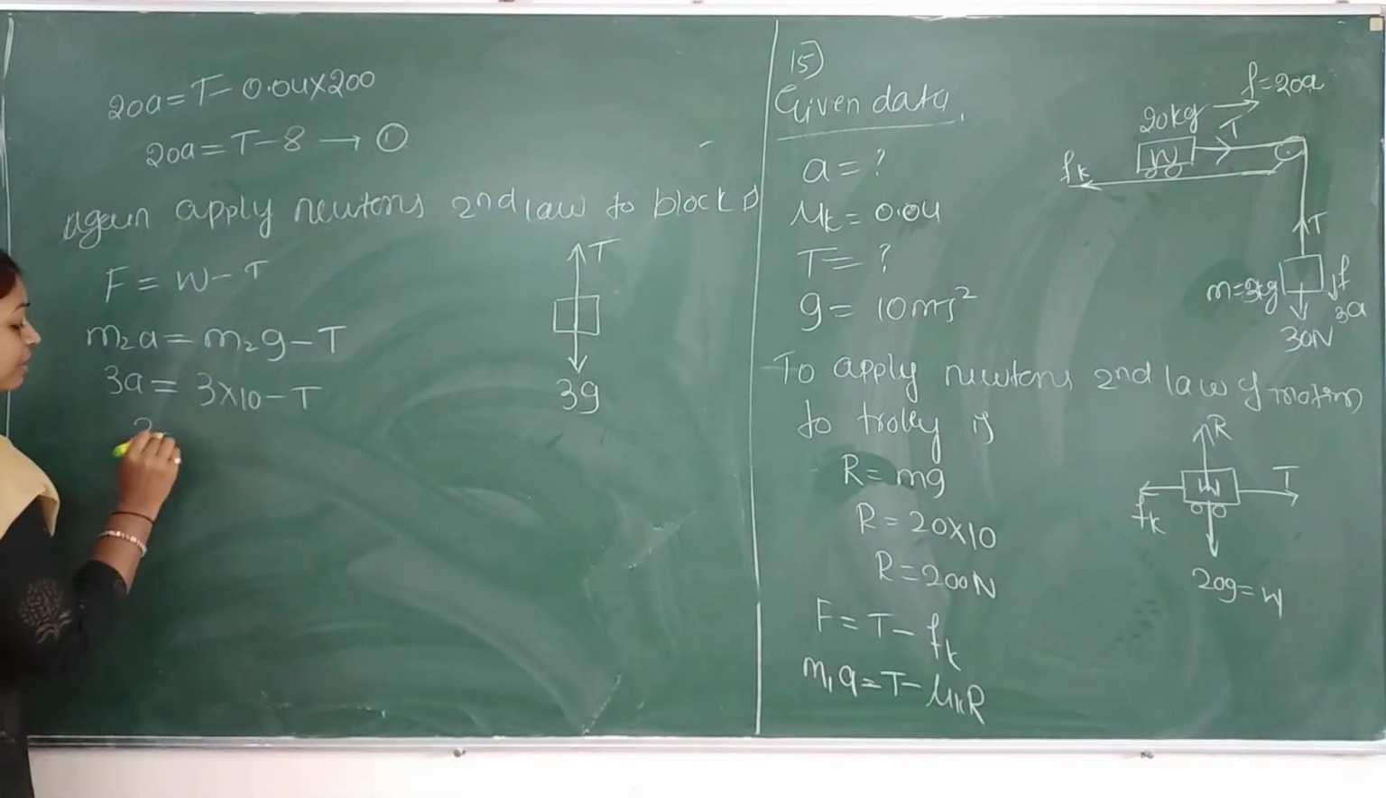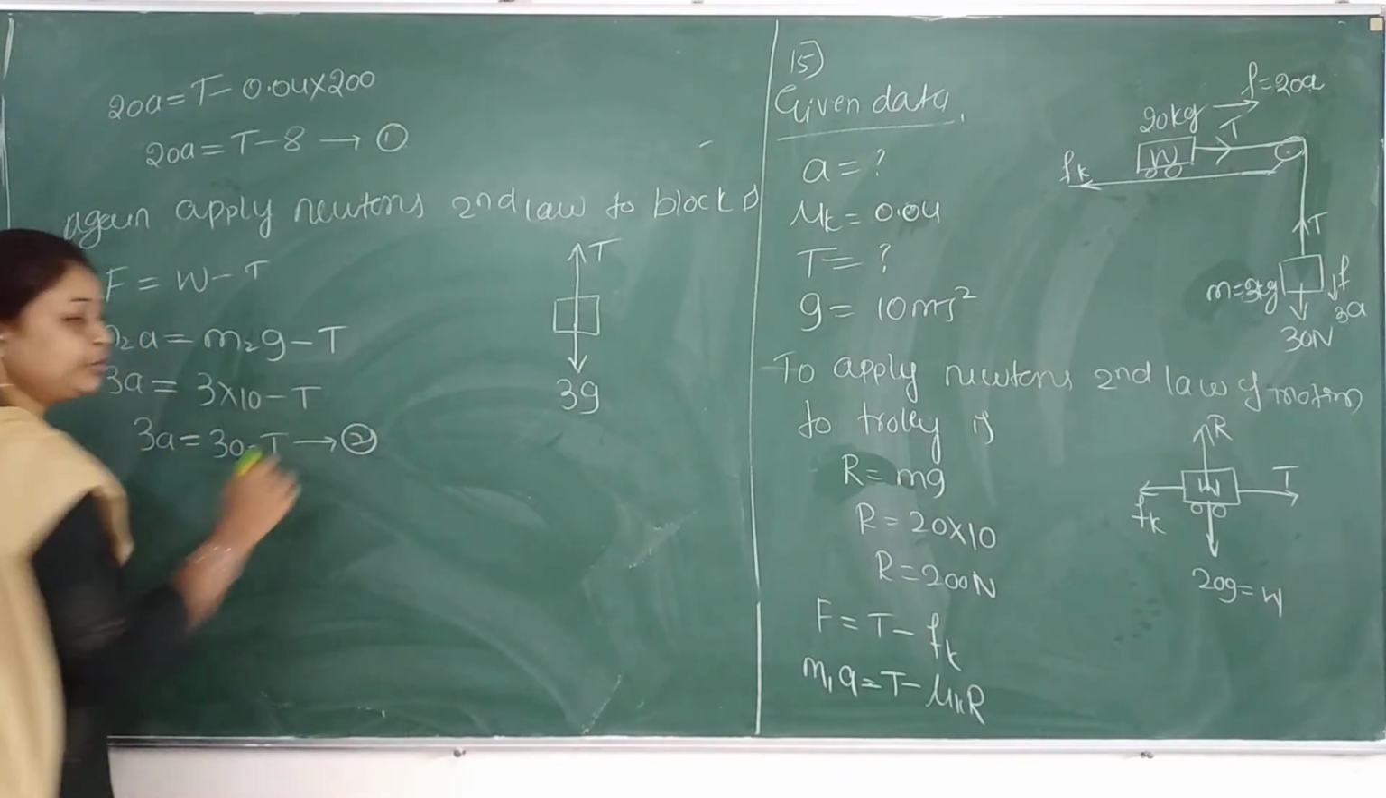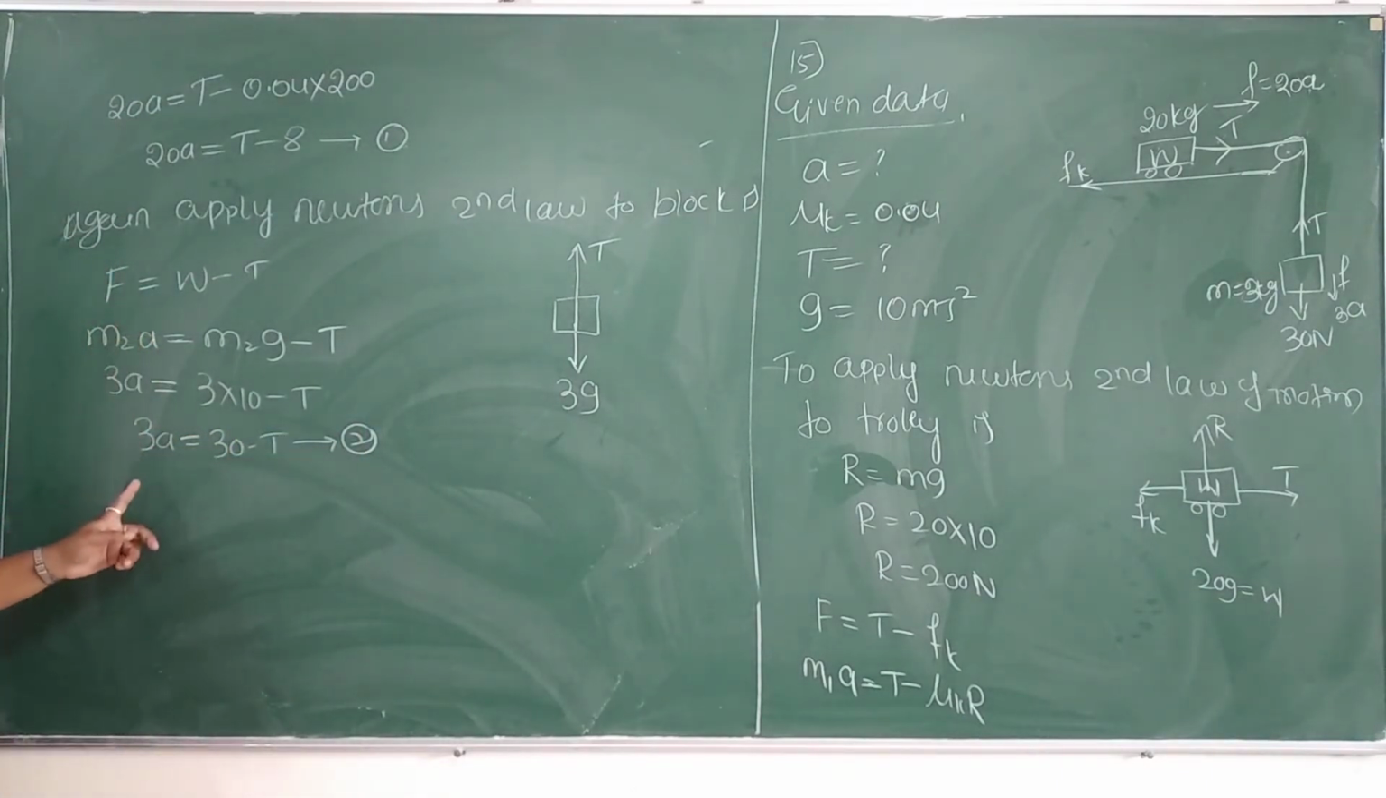How much will you get? 3A is equal to 30 minus T. Equation number 2. Any doubt how equations 1 and 2 came? Is it clear or not? Reply to me, dear students. Okay.